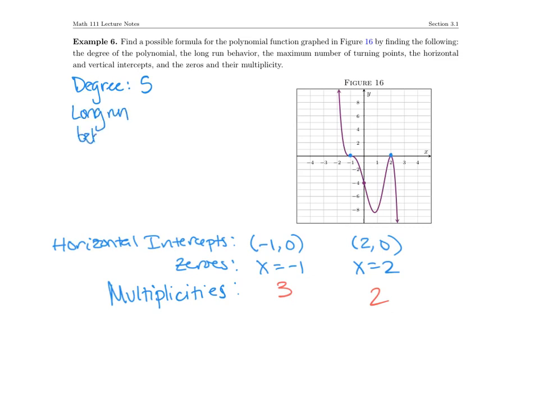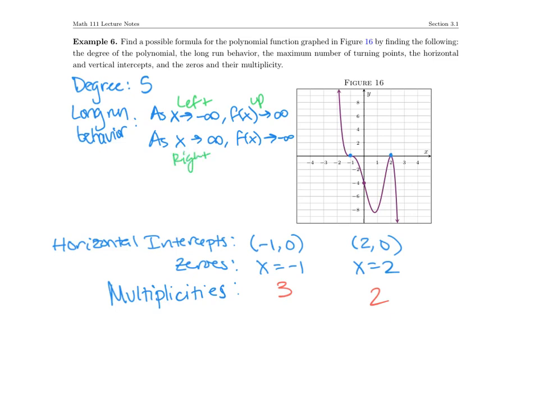And for our long run behavior, we can say that as x goes to negative infinity, f of x goes to infinity, and as x goes to infinity, f of x goes to negative infinity, which means that on our left side, the arrow is pointing up, and on the right side, the arrow is pointing down. This is the exact same long-run behavior that we had for our previous problem, which means, again, our a value that we end up finding should be negative. If it's not, we should go back and check our work.